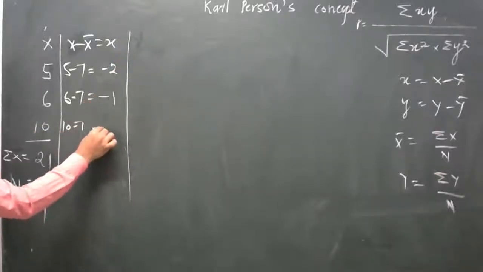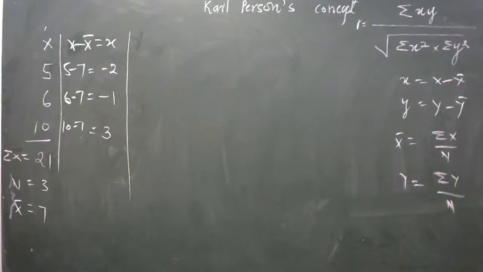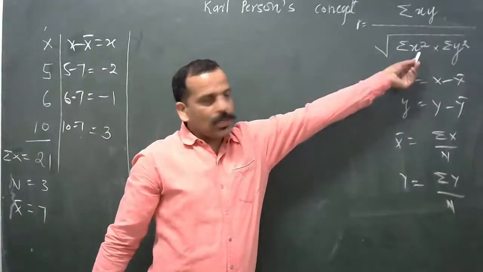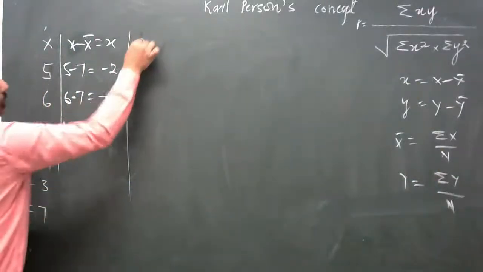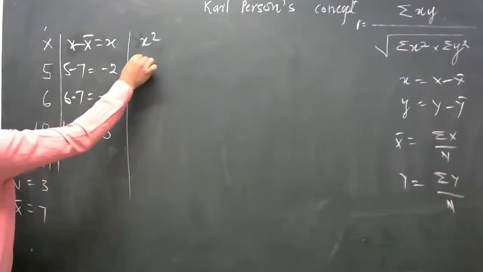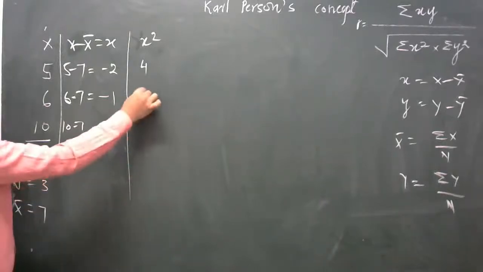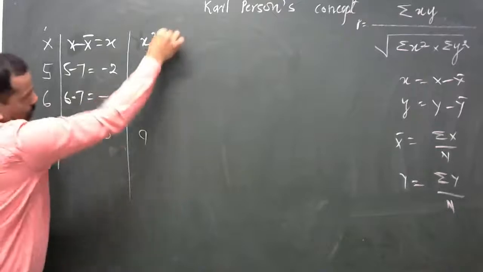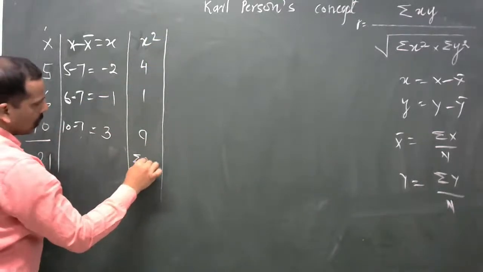Minus 1, 3. Next step, look at the formula. What should I do? Square of the deviation, x square: 2 to the 4, minus minus plus. Okay. So 1 and 3 3 are... do the sum now. Sum x square.